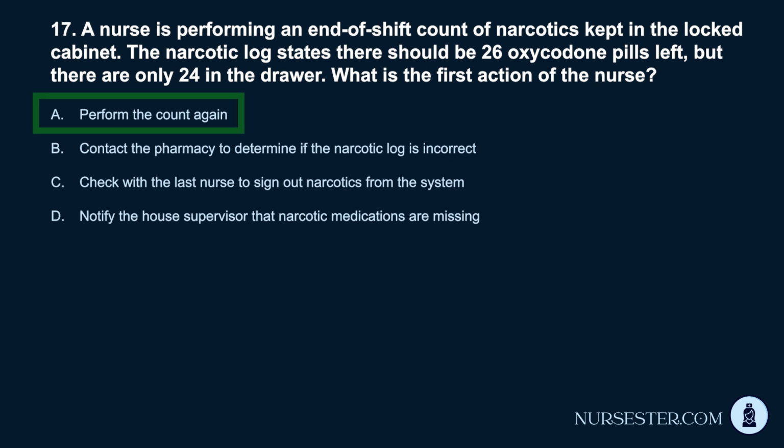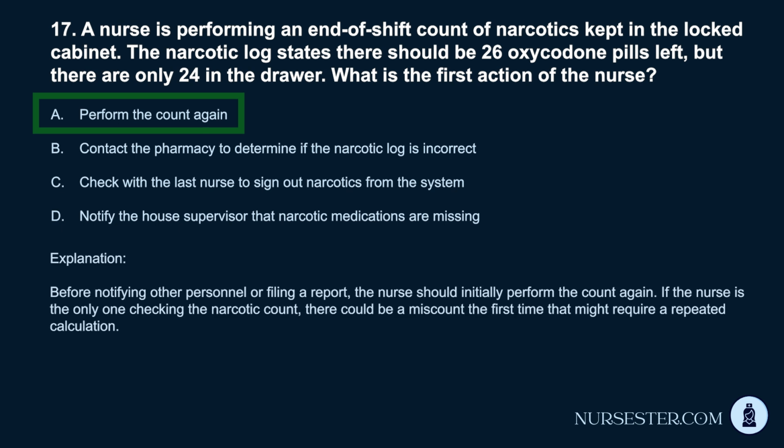Correct answer, A. Perform the count again. Before notifying other personnel or filing a report, the nurse should initially perform the count again. If the nurse is the only one checking the narcotic count, there could be a miscount the first time that might require a repeated calculation.